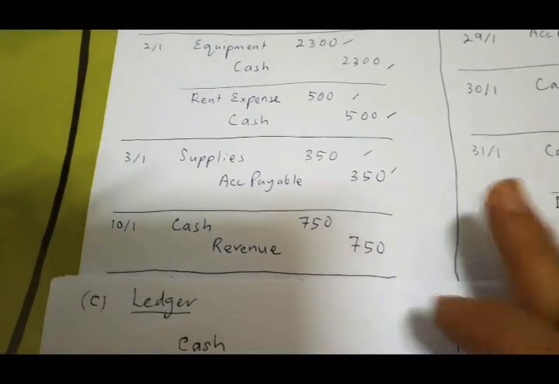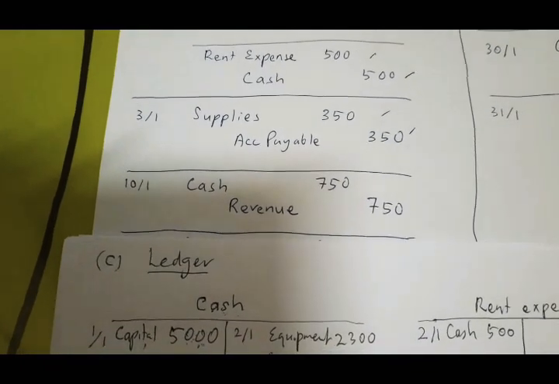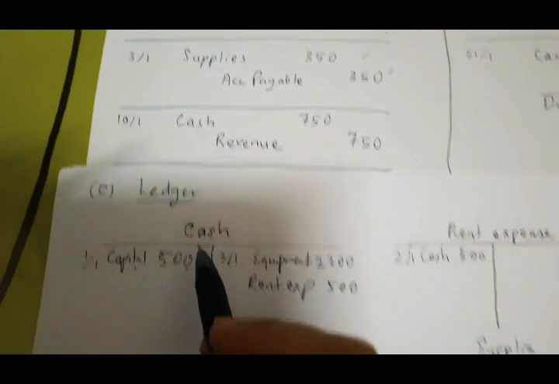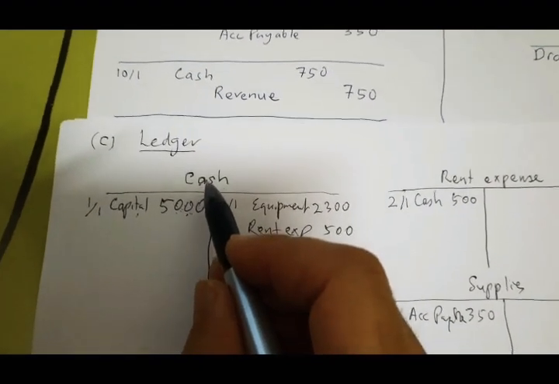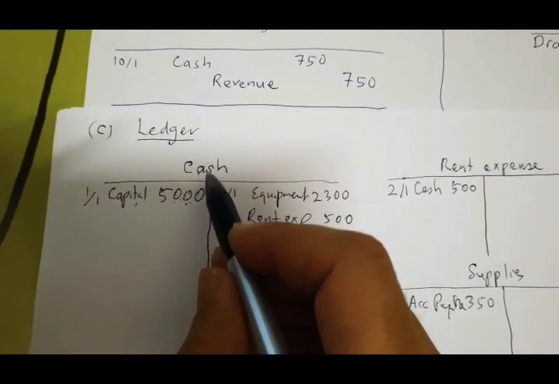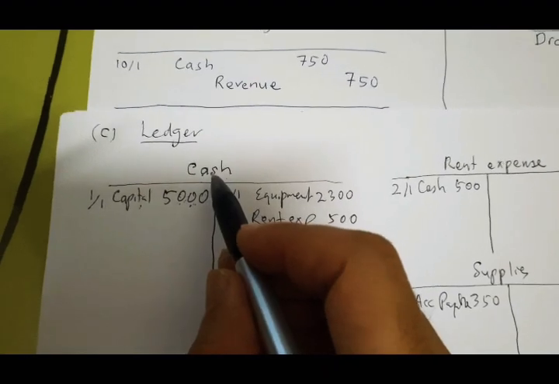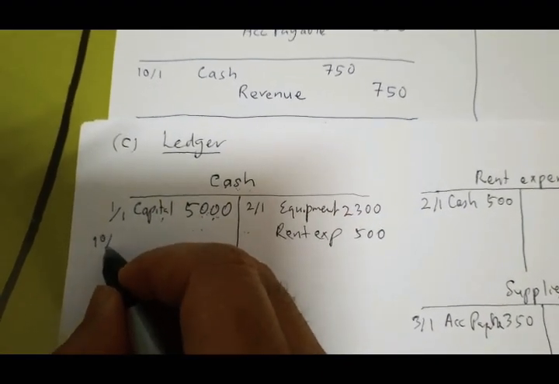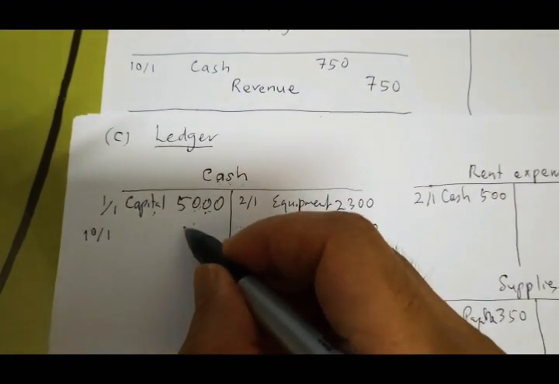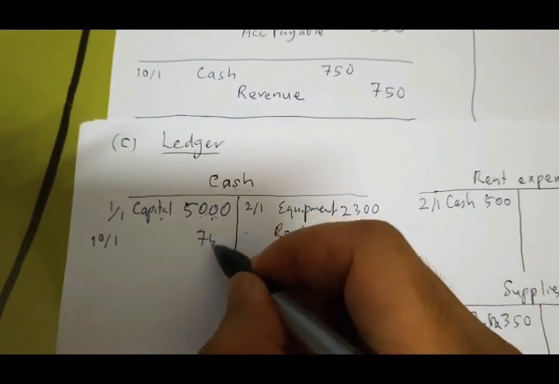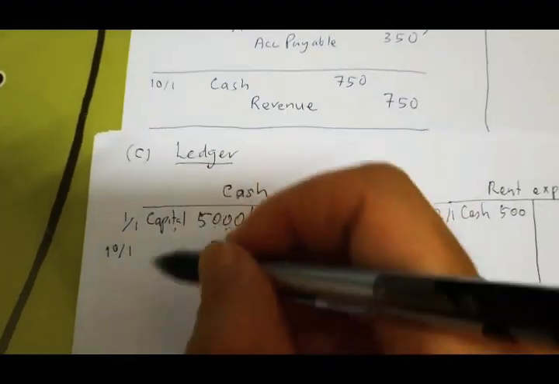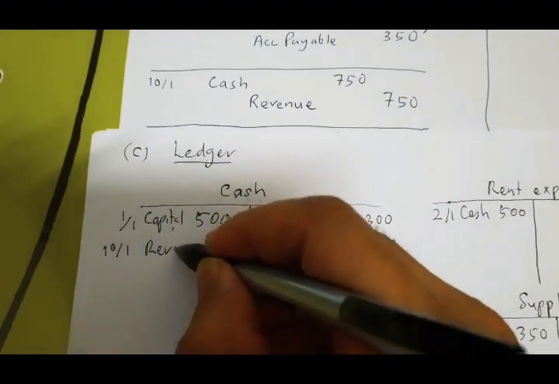Okay, the next thing is 10th of January, debit cash 750. So this is the cash account. We already have the cash account. Debit 750. The date is 10th of January. So this is the debit side. 10th of January, debit 750. Refer to which account? Refer to account revenue. So you write here revenue.